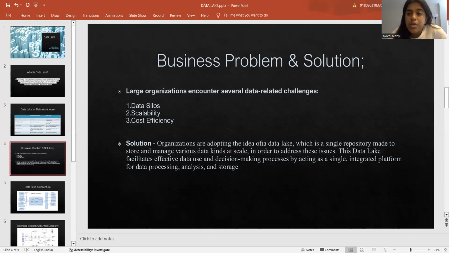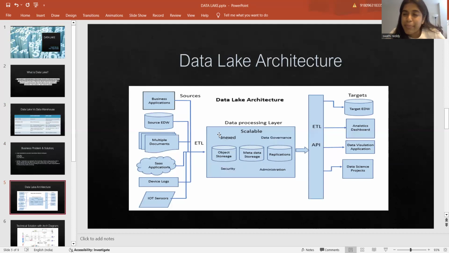Organizations are trying to adopt the idea of a data lake, which is a single repository made to store and manage various kinds of data at scale. In order to address these issues, the data lake facilitates effective data use and decision-making processes by acting as a single integrated platform for data processing, analysis, and storage. So keeping these three problems in mind, this is the basic data lake architecture, which gives a general idea about it.